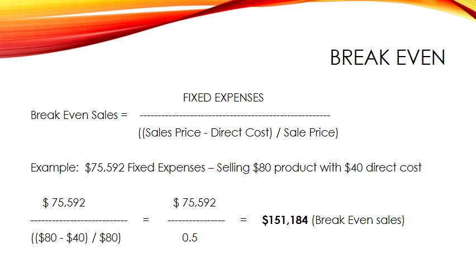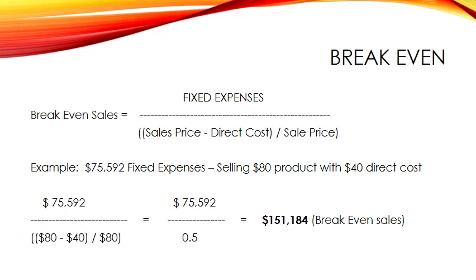So to give you an example, break-even sales is my fixed expenses, divided by the sales price minus direct cost, and that's divided by the sale price as well. So just to give you an example, we use the example that we've been using on our slides so far. We've got $75,592 as our total fixed expenses. We're selling our $80 trainee coaching product or service, and that had a $40 direct cost. So I wanted to use something that had a direct cost as part of that calculation, so you can see how that all comes together.